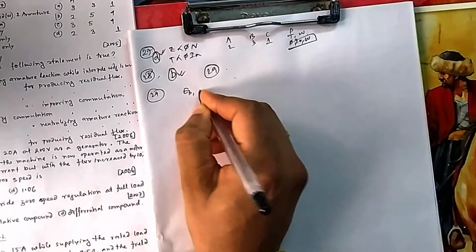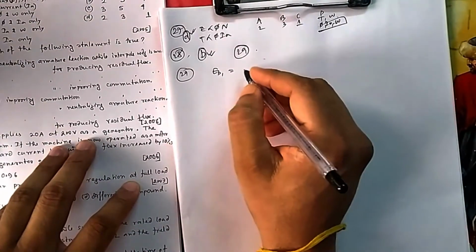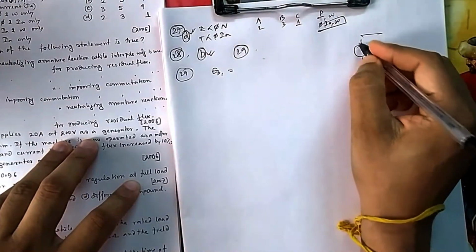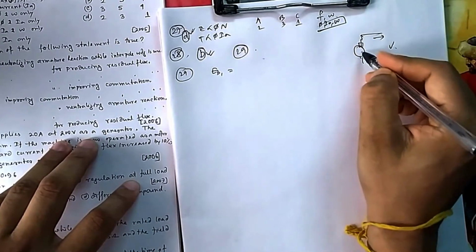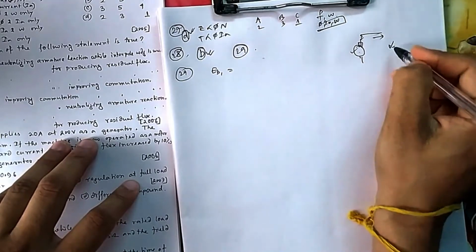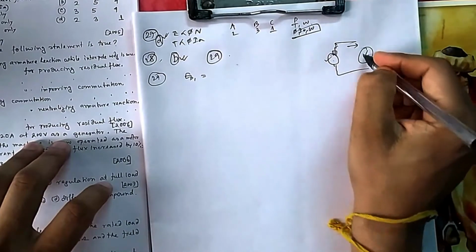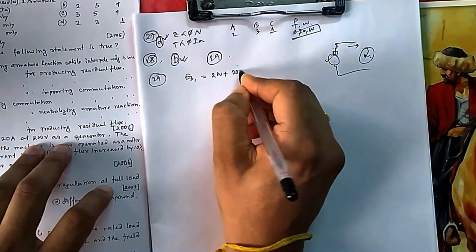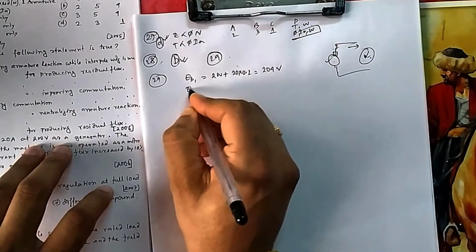What is Eb1 if it is connected as a generator? Initially it was connected as a generator, so it is supplying power. Eb will be higher and V will be smaller, because it is delivering power to this side. So V plus this drop is equal to Eb. V is 200 plus the drop 20 into 0.2. So this was your Eb1 in the case of the generator.